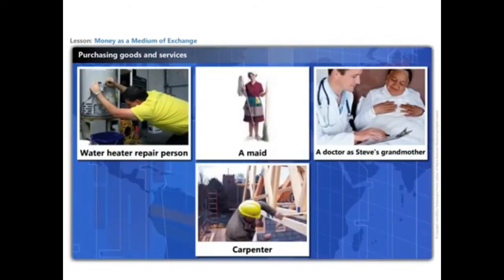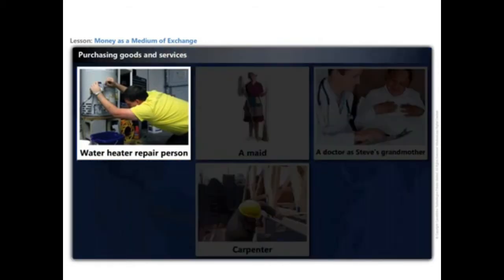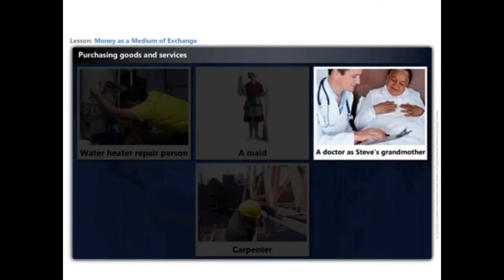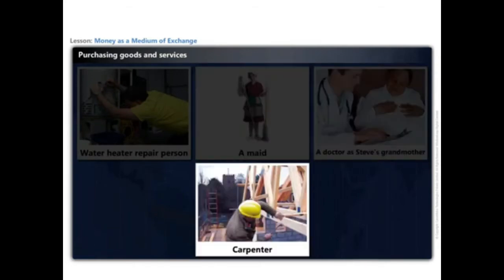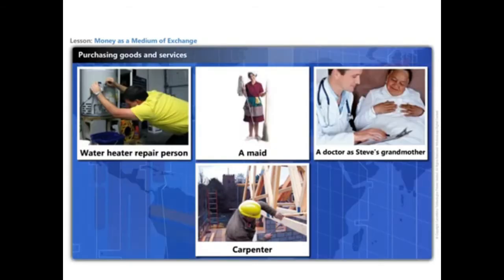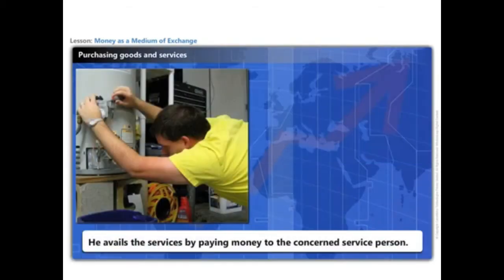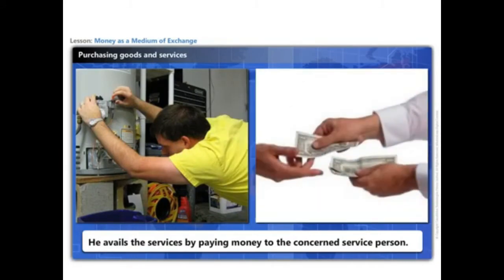Steve's father requires the following services: a person to repair the water heater, a maid to clean the house, a doctor as Steve's grandmother is not well, and a carpenter to fix the wardrobe. How does he avail these services? He avails these services by paying money to the concerned service person.